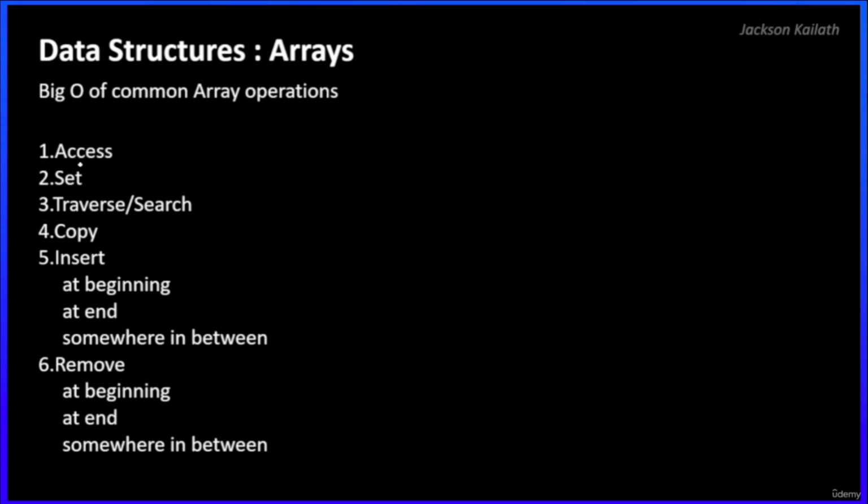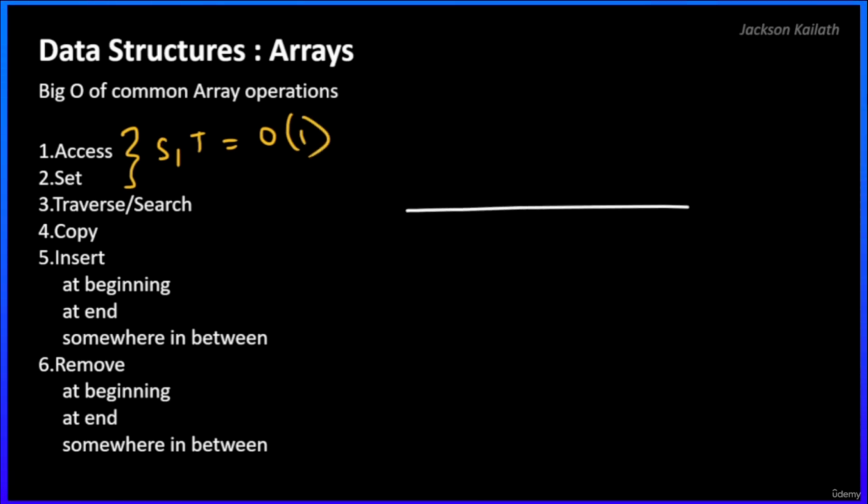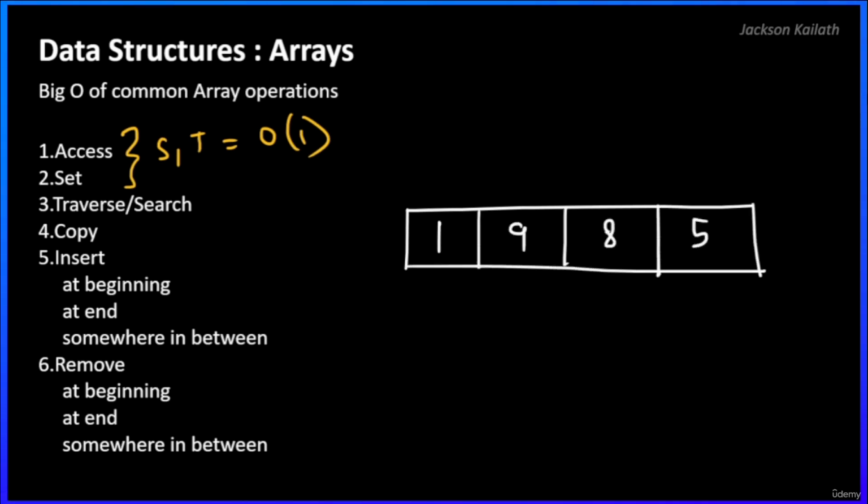First, we look at accessing from the array and setting the value at a particular index in the array. Now, these two have space and time complexity of O of 1, or constant time and constant space. All right, now why is that so? Let's say we have the array over here. Let's say the values in this array are 1, 9, 8 and 5, and the indices are 0, 1, 2 and 3. Now, let's say we want to access the element at index 3.